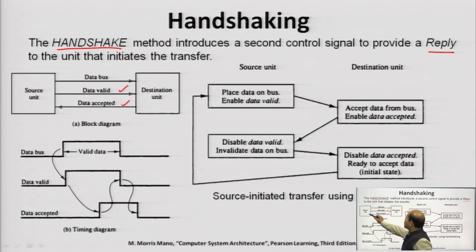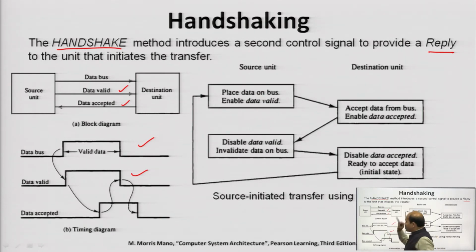This is the information given by the source unit. Now, the destination unit will receive the data. It will take some time, and once the data is accepted... So, that is why these arrows show that first the data bus signal is enabled, then the data valid signal is enabled by the source, informing the destination to receive the data.